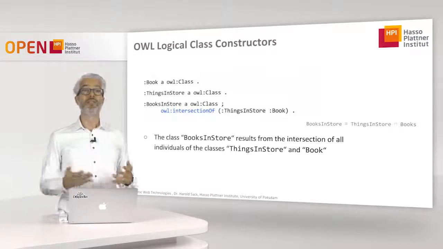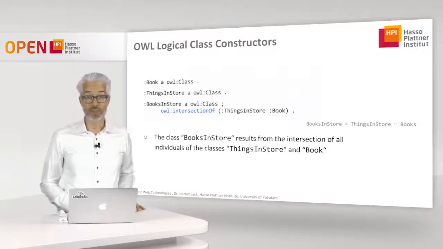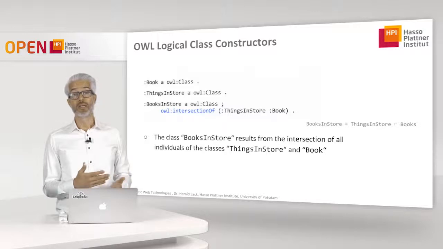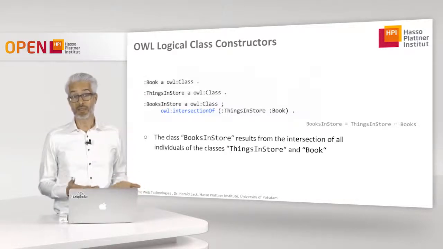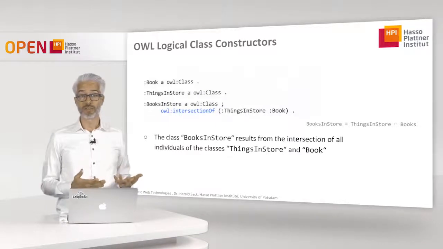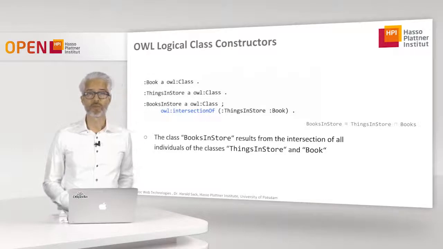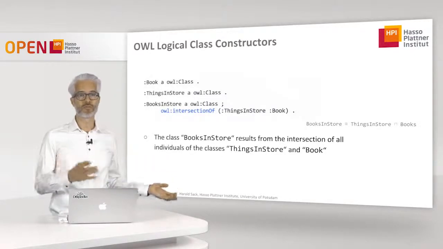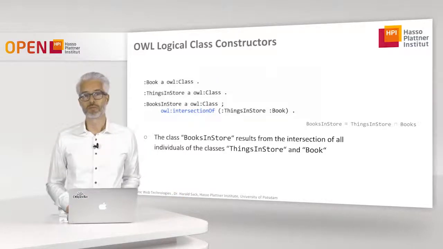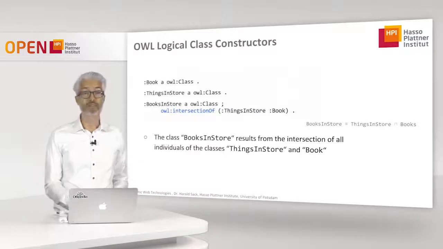And I do this via a new OWL keyword, which is here called owl:intersectionOf. And then in braces, I simply enumerate what I want to intersect or conjunctively combine, and this here is ThingsInStore and Book. And this means the class BooksInStore results from the intersection of all individuals of the classes ThingsInStore and Books. So this is quite easy. So owl:intersectionOf.